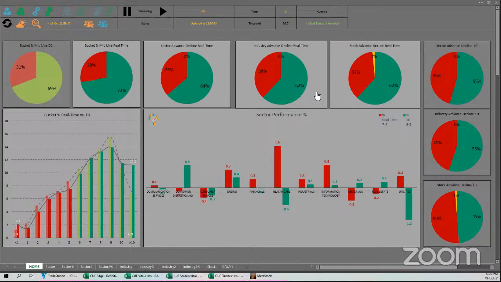These graphs are updated in real time. So it is still bullish, about 60% plus across stocks, industries, and sectors. I see healthcare is still the best performer, 1.5% up. So let's go to the sectors.